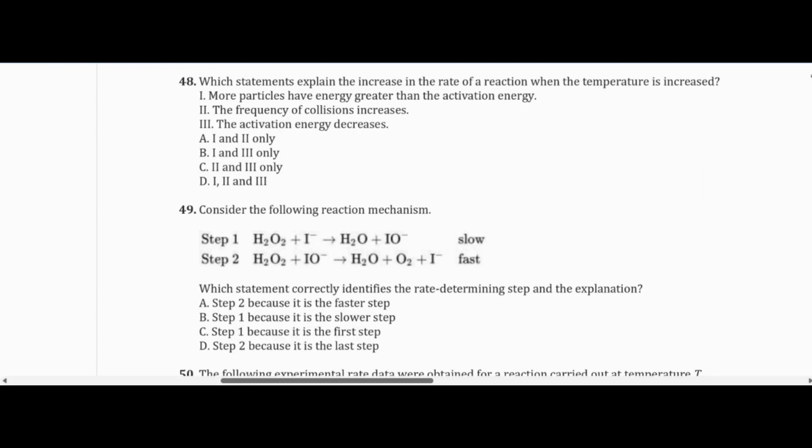48. Which statements explain the increase in the rate of a reaction when the temperature is increased? More particles have energy greater than the activation energy. Yes. The frequency of collisions increases. Yeah, so that's an effect of the first one. The activation energy decreases. No. So that will be A. Again, the activation energy is all about the catalyst, not temperature.